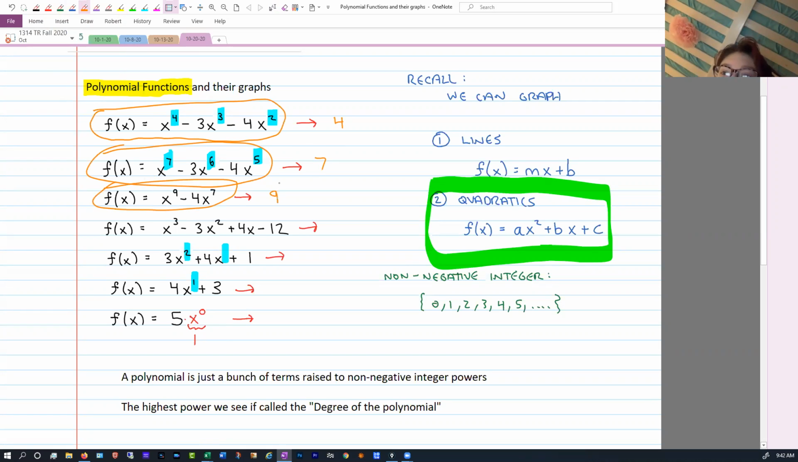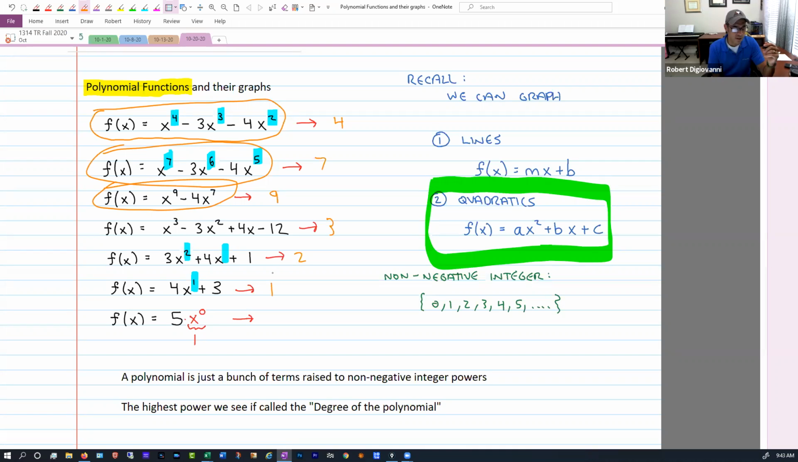See, this is very straightforward, isn't it, everyone? You're just looking for the highest power. So the next one would be 3, and then 2, and then 1. And then what about the last one? What's the power you see on x? 0. Okay. That's the trickiest one out of all of them, because you have to remember that we really wrote this so that x to the 0 wouldn't be there. On this one, it would just be 5. So if you ever see a number by itself, the degree of that is 0. That's important. I'm going to put that back in there though.